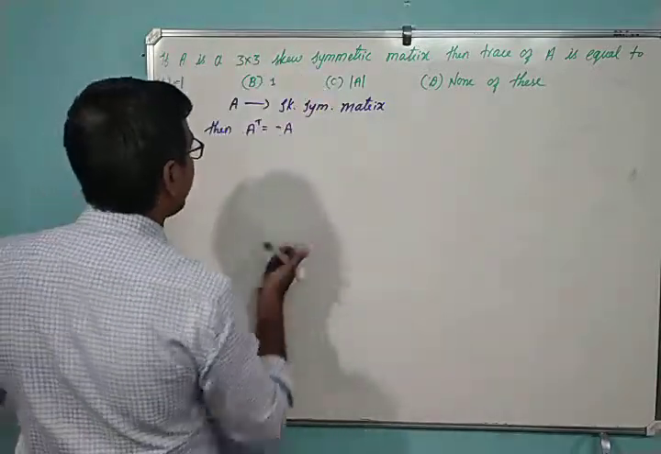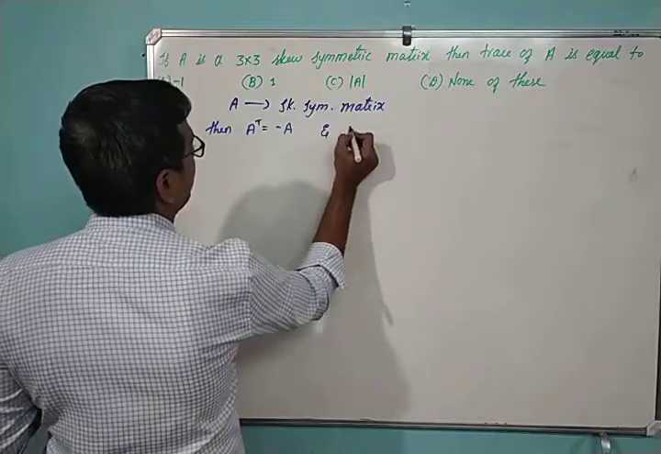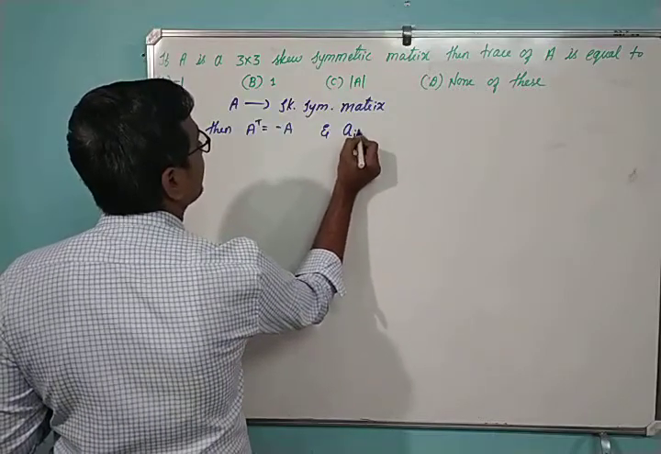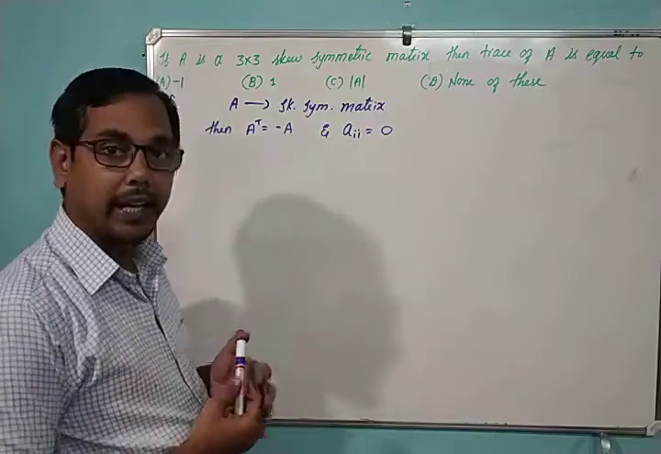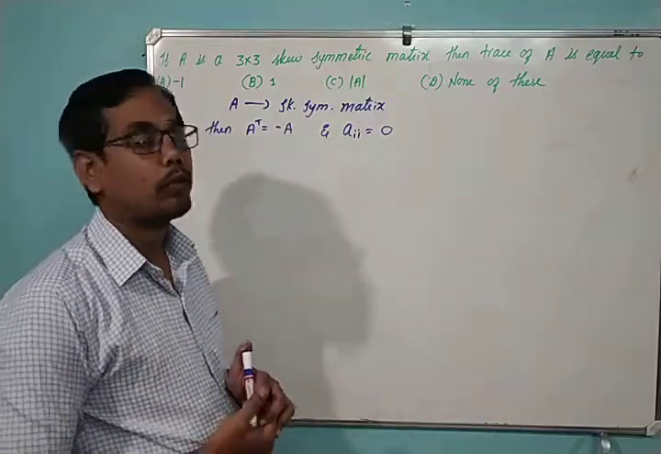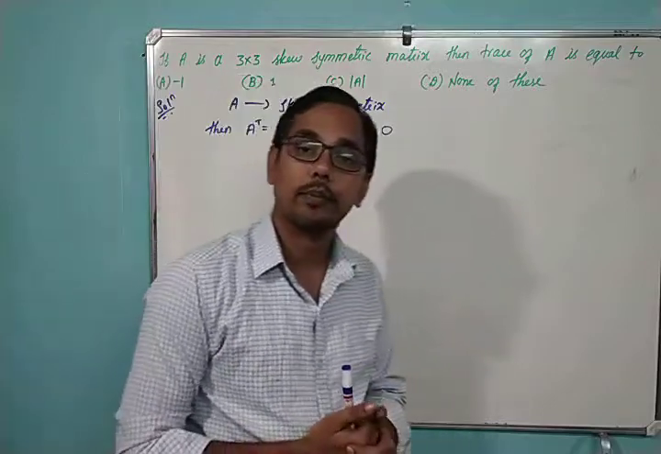So I can write Aii is equal to 0. Right? So this is the condition for a skew symmetric matrix.